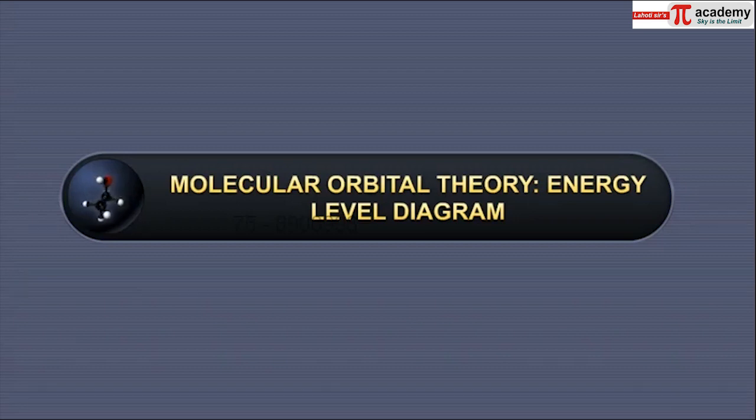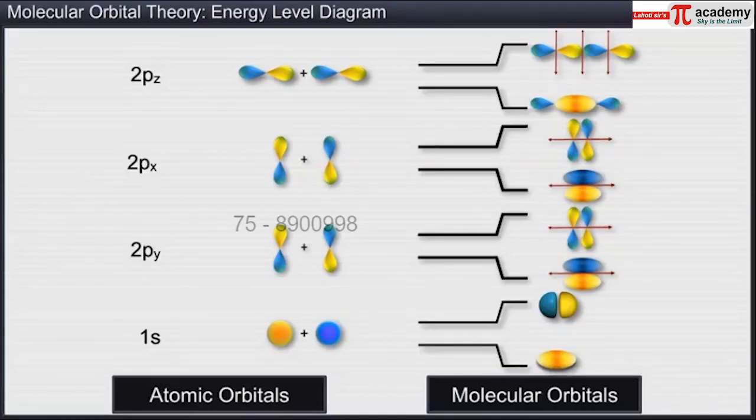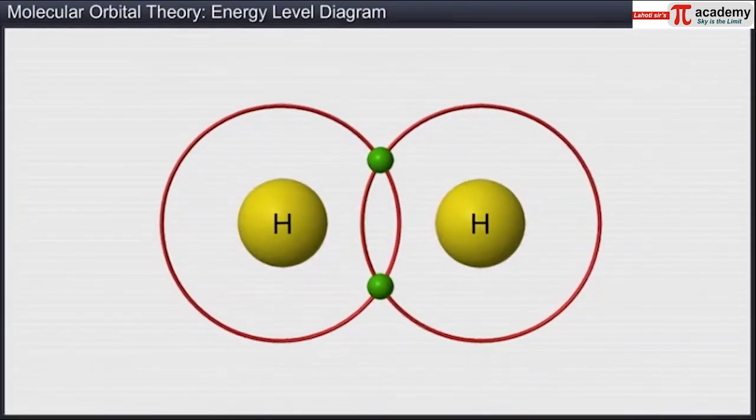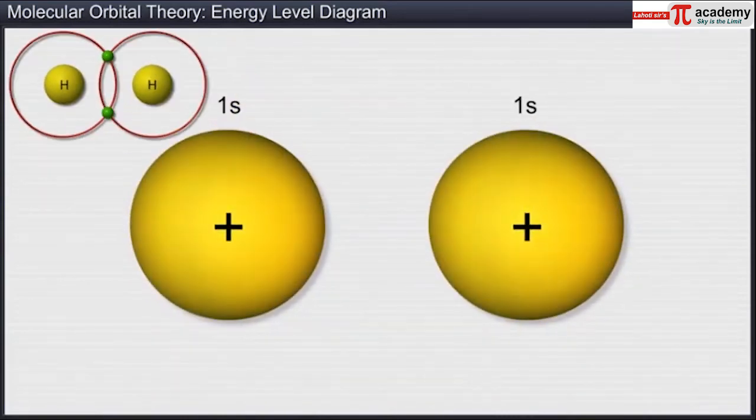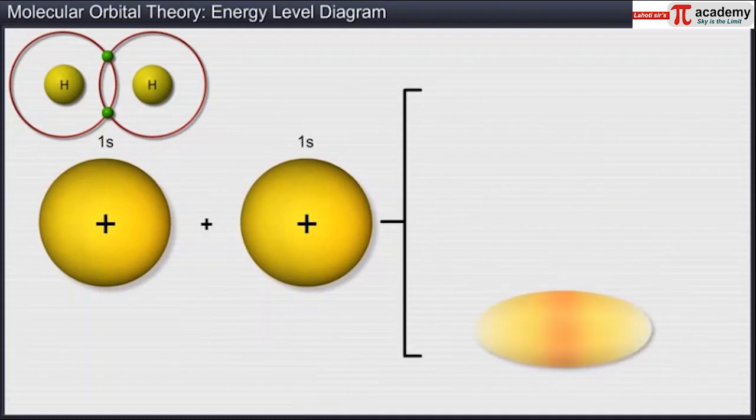In this module, you will learn more about the molecular orbital theory. As we have learned, molecular orbitals are obtained by combining the atomic orbitals of the atoms in a molecule. For example, in the hydrogen molecule, each atom has one electron in its 1s orbital. These two 1s orbitals come together to form two molecular orbitals.